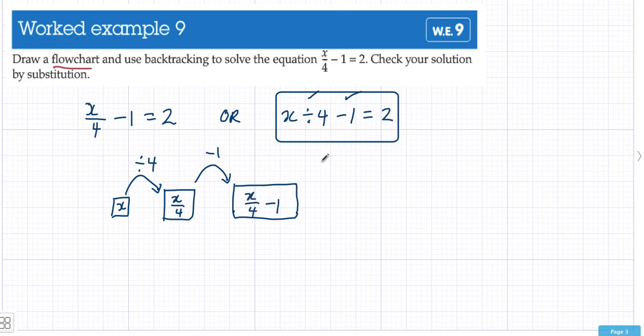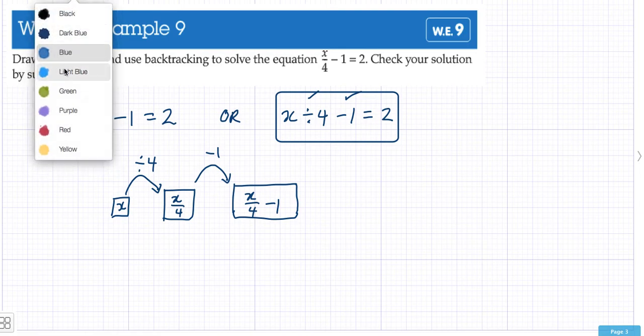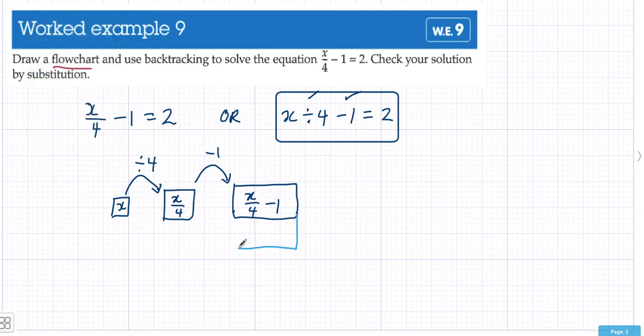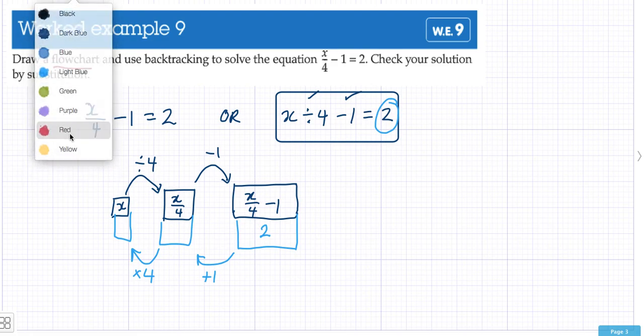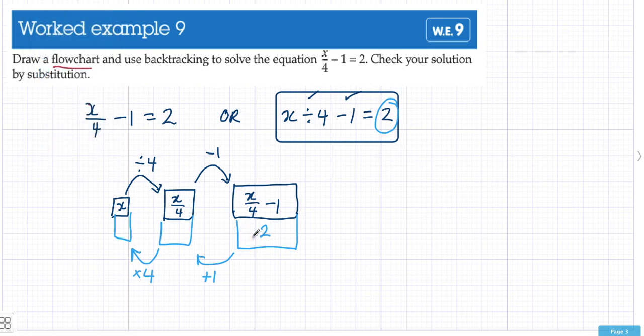Next thing we do, we add our bottom layer to our flowchart and some arrows going back the other way for our backtracking. Different operations, the opposite operations: plus 1, times 4. And the number to go in here is this number, the number 2. The answer goes on the right. Now we just work through our flowchart. 2 plus 1 is 3. 3 times 4 is 12.